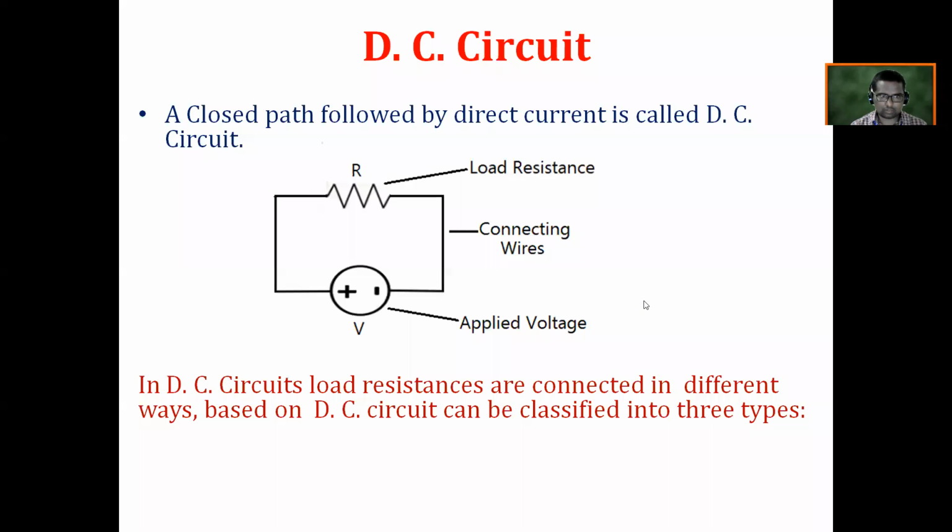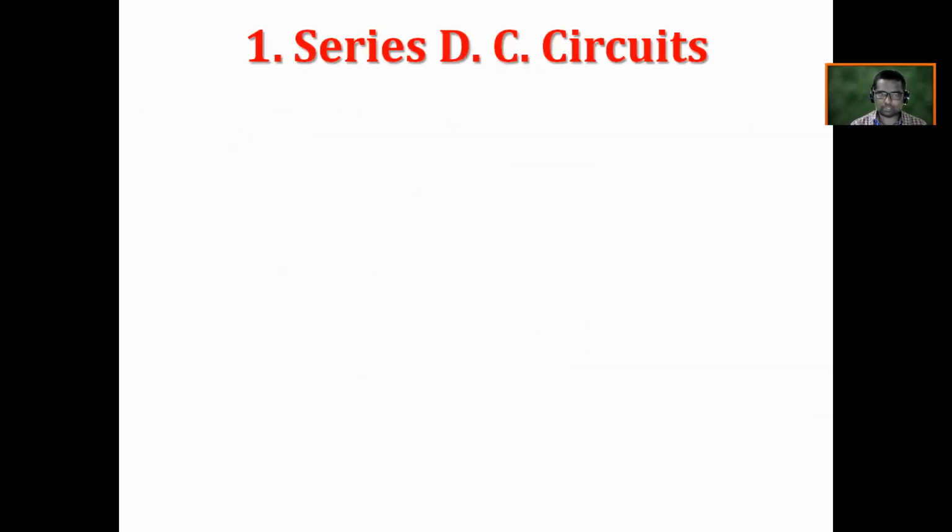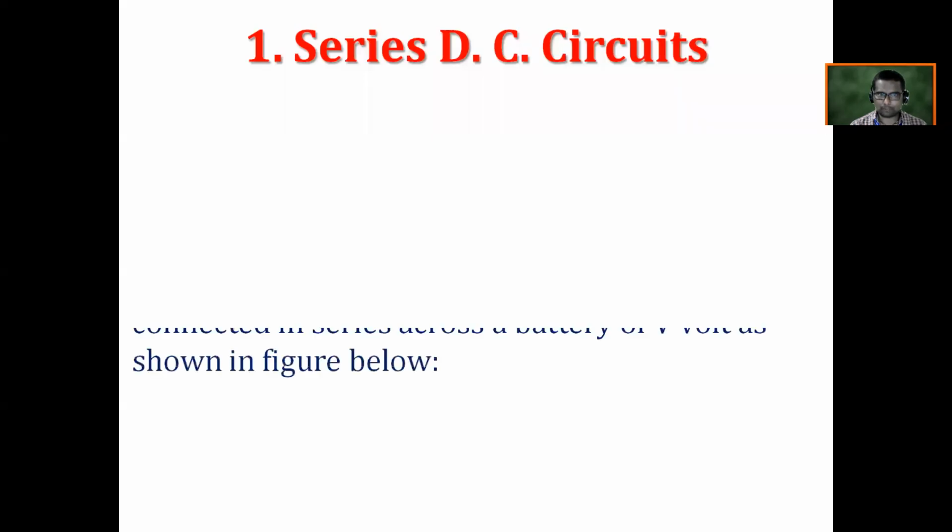So as we discussed here, based on how the load resistances are connected to each other, DC circuits are classified into three types. One is a series DC circuit, the other is a parallel DC circuit, and the third one is a series-parallel DC circuit. Let's have a discussion of the series DC circuit.